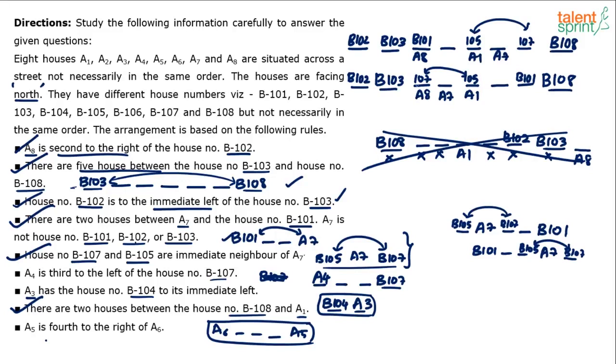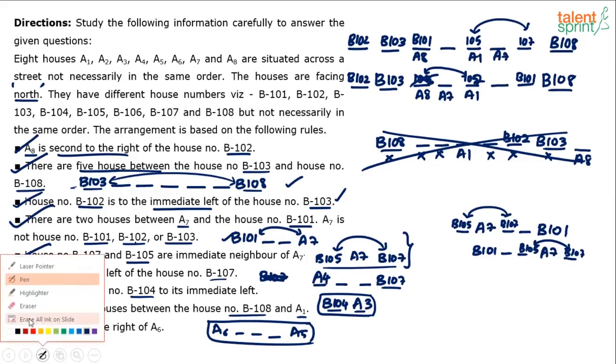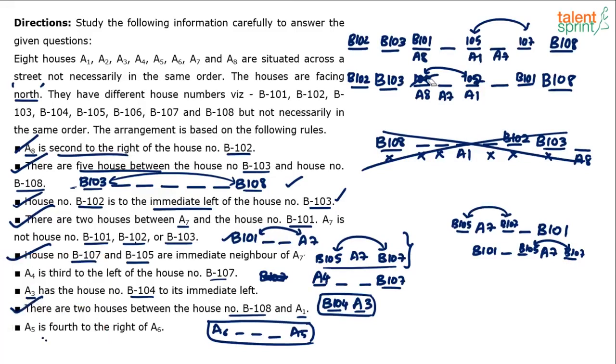If you take 107 in this position, see, try and understand. In case 2, if you take 107 in this position, it says A4 is third to the left of 107. First, second, third. A4 is going out of the arrangement, which means 107 cannot come here. It has to come here, and 105 will come here. You're getting it? So now with respect to case 2, 5 and 7 are fixed. Let me clear this. This is 105 and here is 107.